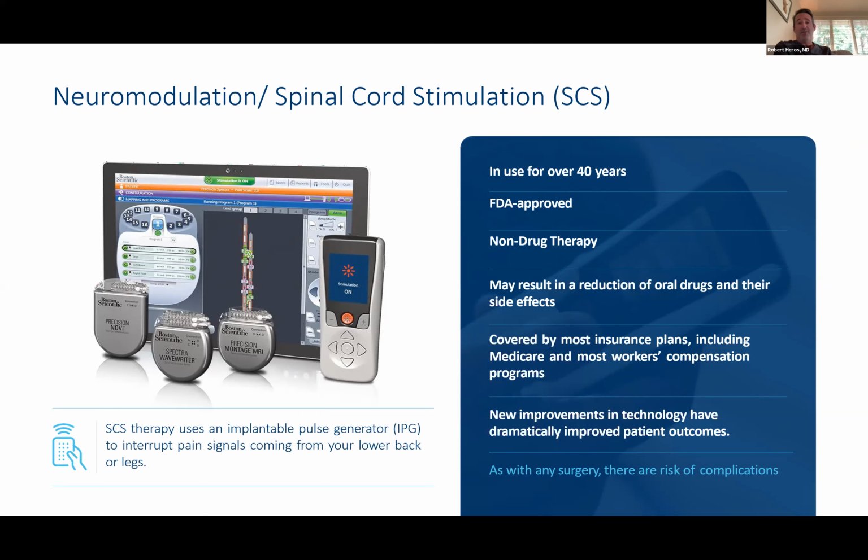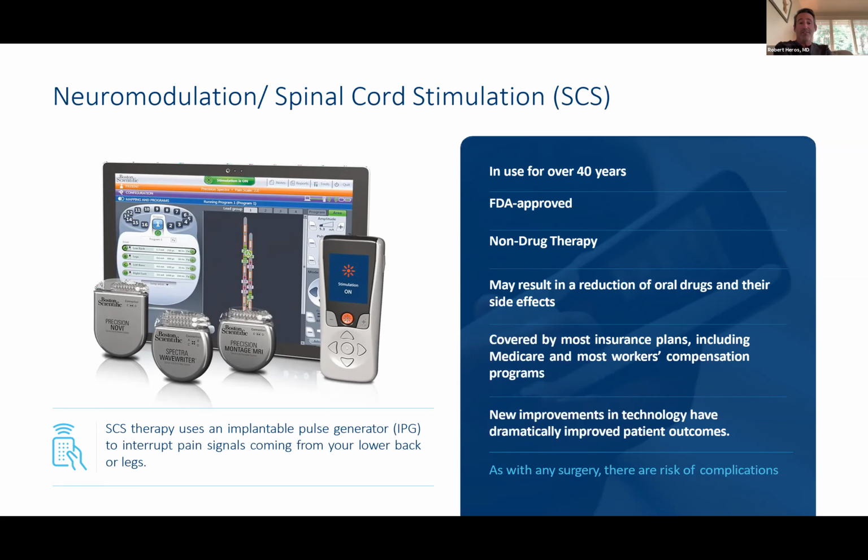Now, this is not a new therapy. It's been around for a long time, over 40 years. So since I was a very young person, it is FDA approved. There's excellent research behind it. It works well for the right indications. It's not a drug therapy. So that's one of the big benefits. There's several things I really like about that.